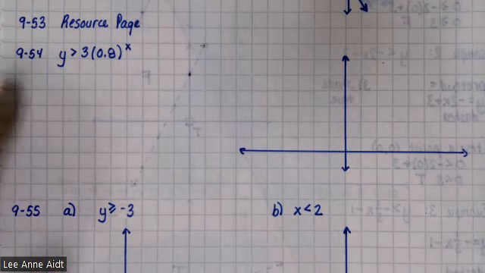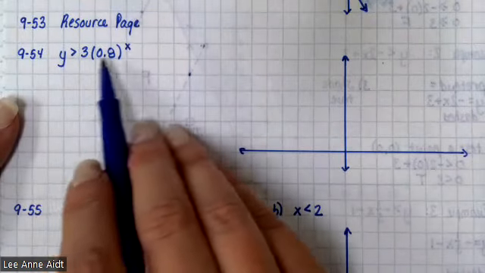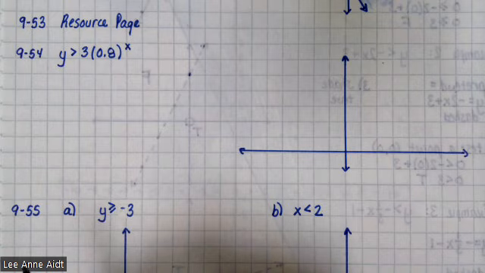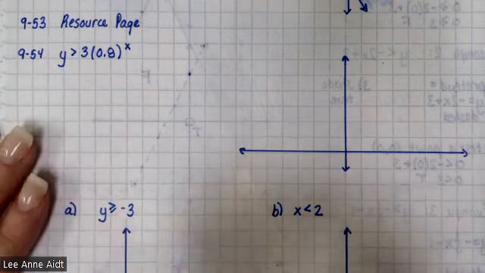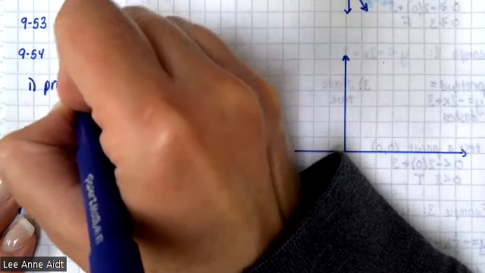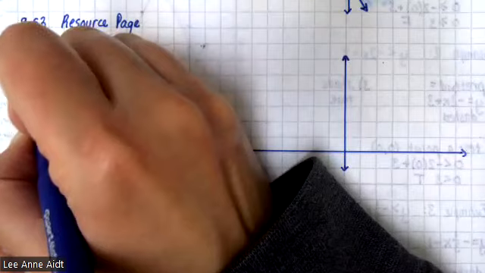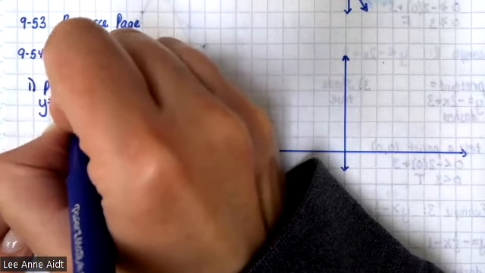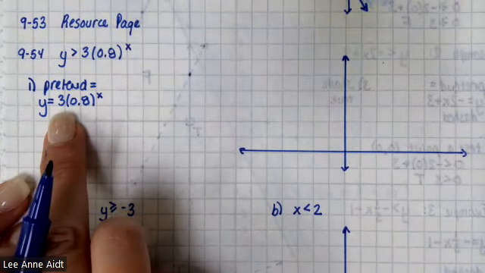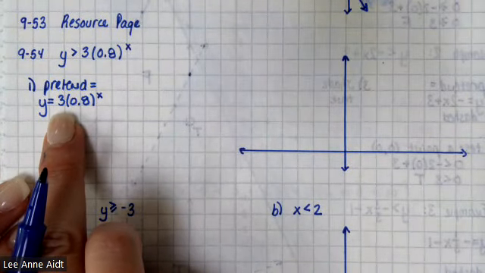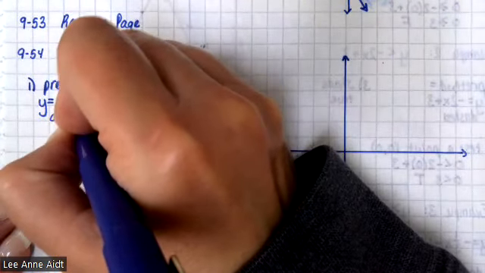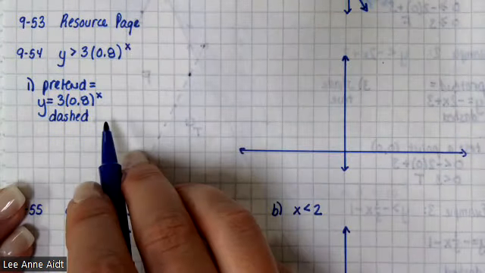Okay, let's do this one. This is really well timed because this is very similar to the warm up we just did. So step one is pretend you have equals, and that would be y equals 3 times 0.8 to the x. What you're going to need to know is this is going to be a curve when you graph it. It's not really going to change the rest of the problem. It's just going to be a curve. And we also need to know that it's going to be dashed. Does that make sense to you guys?